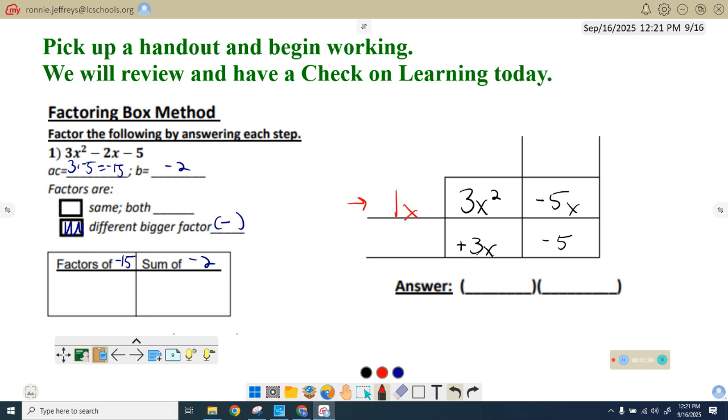Down here it's almost the same thing. The only thing I can take out of 3 and negative 5 is 1. So I can write 1x plus 1, or x plus 1, right here.